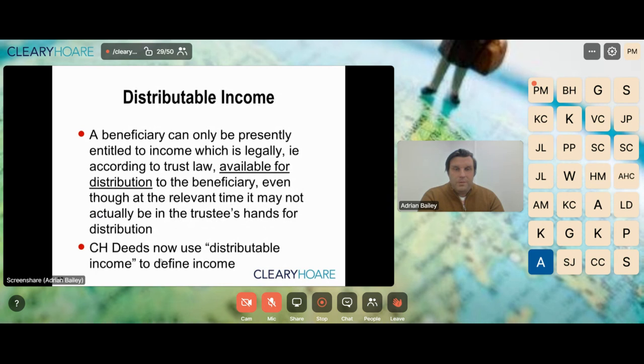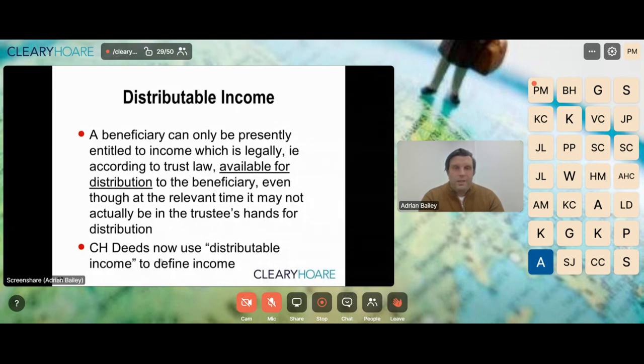The other concept which we've come to adopt within our trust deeds, and it comes from the cases, is this idea of distributable income. As I mentioned before, sometimes you refer to it as trust law income, or income in accordance with the trust deed. We've come to settle on this concept of distributable income. So what we say is that a beneficiary can only be presently entitled to income which is legally, according to trust law, available for distribution to the beneficiary, even though at the relevant time it may not actually be in the trustee's hands for distribution. We use that definition of how to define income within our Cleary Hoare deeds, so our discretionary trust deeds and our unit trust deeds.